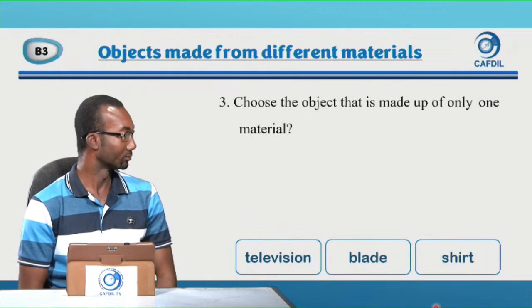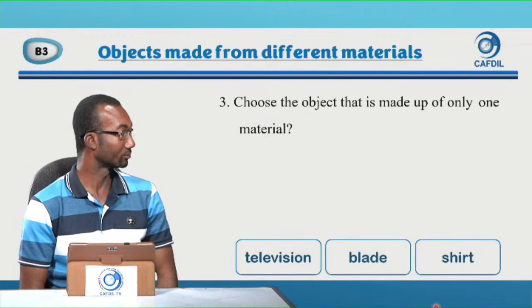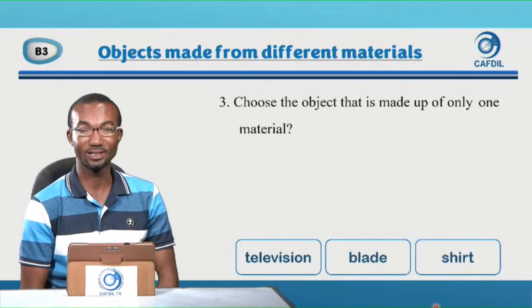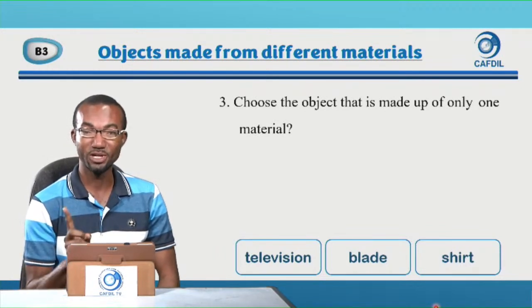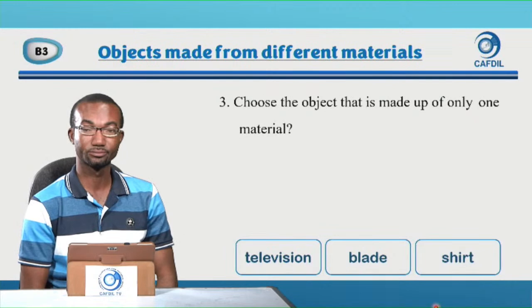Three, television, blade, and then shirts. Choose the objects made of only one material. So in question three, you are choosing the objects made of only one material. So television, blade, then shirts.